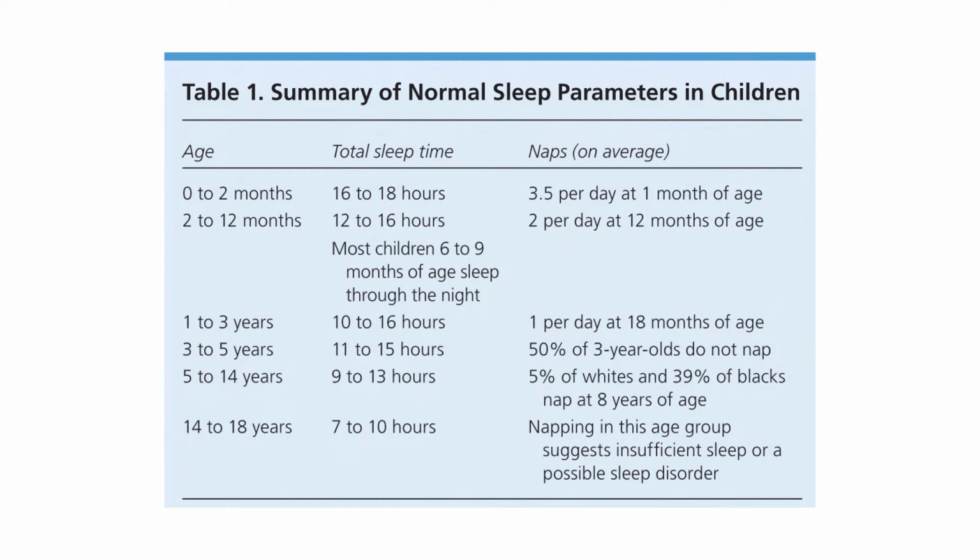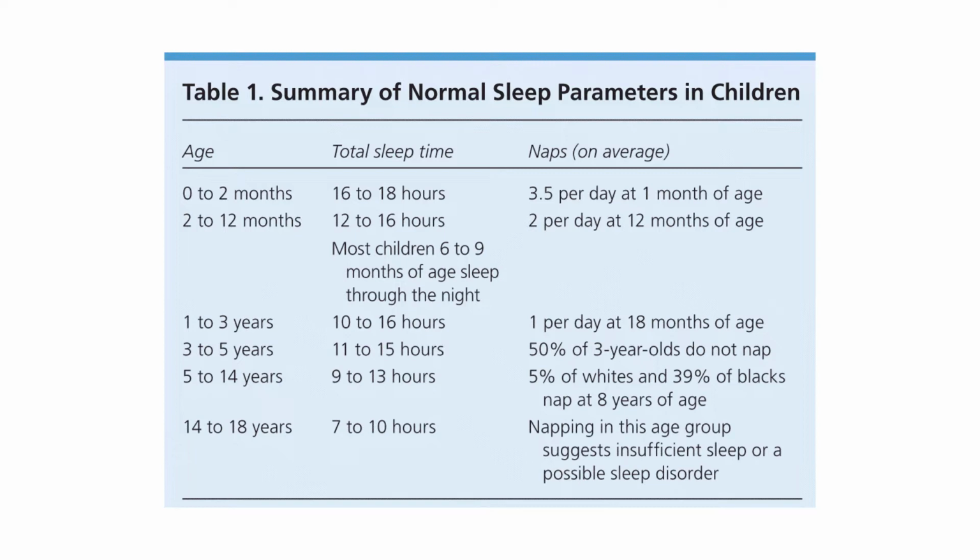This is a nice summary slide that talks about normal sleep parameters in children. It's broken down into categories of age, total sleep time, and whether they take naps on average. For example, from ages 0 to 2 months, the total sleep time required is 16 to 18 hours, and they could take anywhere from 3 to 4 naps a day. Ages 2 to 12 months, that's normally about 12 to 16 hours a day, and they could take about 2 naps a day. Ages 1 to 3, 10 to 16 hours, 1 nap a day.